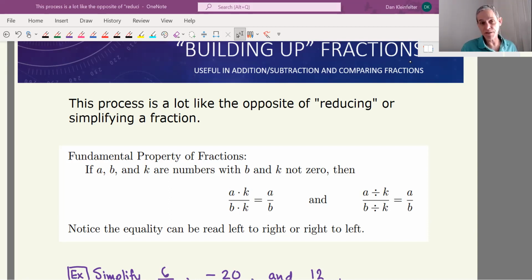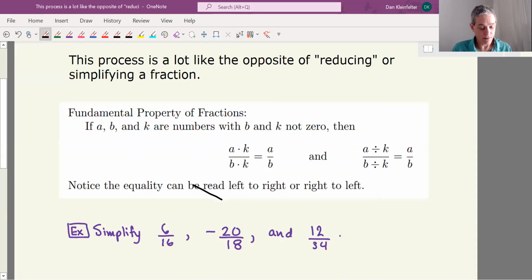And it uses the fundamental property of fractions. The fundamental property of fractions we saw when we were doing simplifying fractions. And so let's review that now. So the fundamental property of fractions says that if you have a fraction a over b, you can multiply the numerator and denominator by some number k. That is, a times k over b times k is the same as a over b. You can also divide the numerator and denominator by that number k as well.